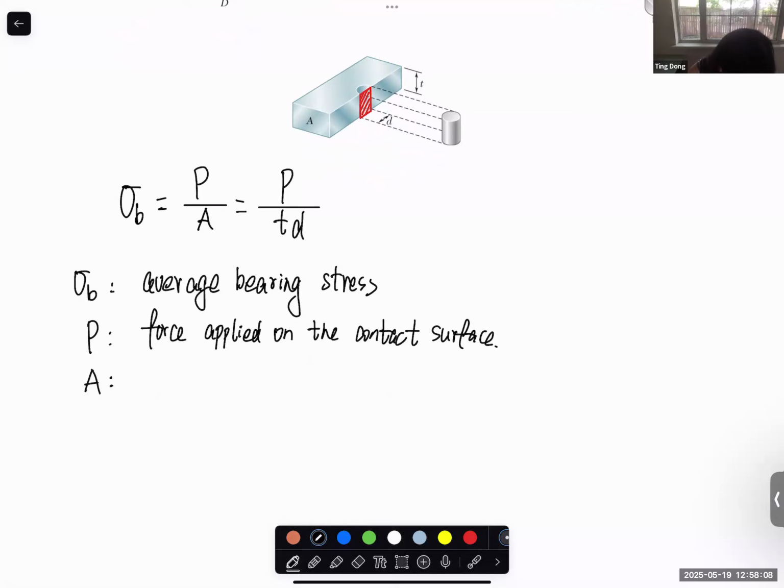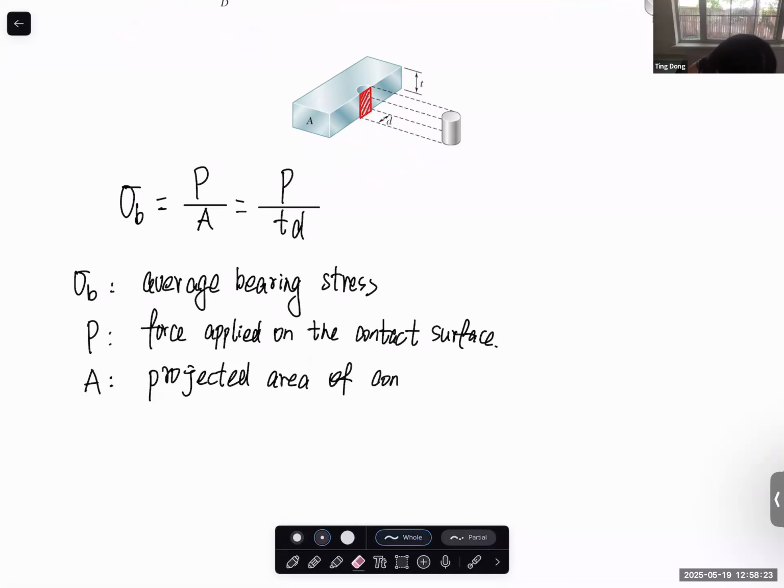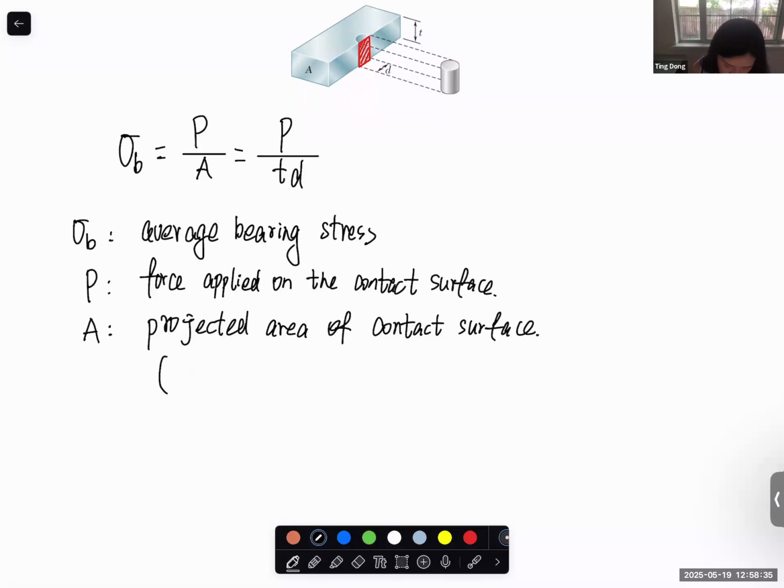A is the projected area of the contact surface. It's not the contact surface itself, it's the projected area. Since it's a stress generated on the contact surface, the sign is always positive. It's more like a pressure applied on the surface. It's always positive. There's no negative bearing stress.